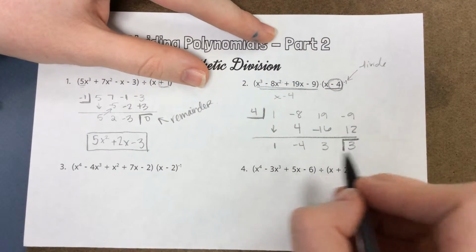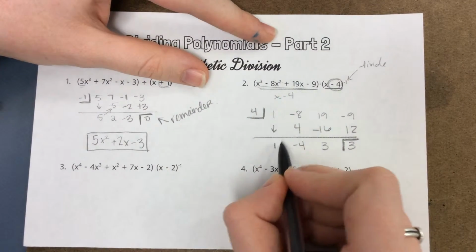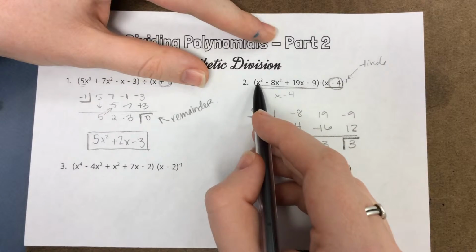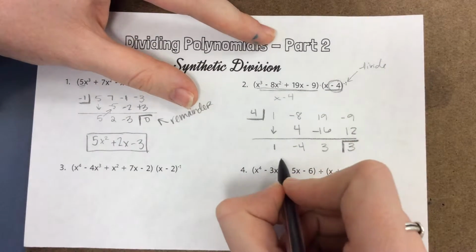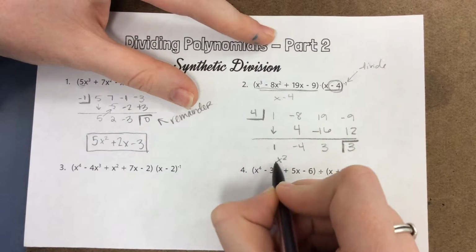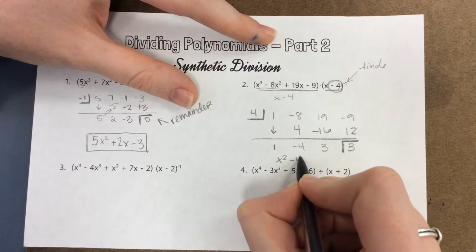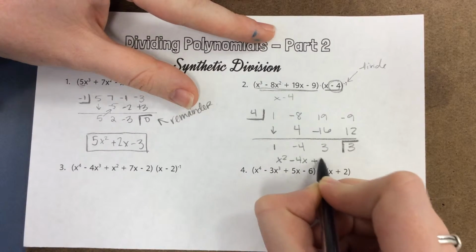Okay, the next thing you need to do is, what is your first term going to be? Since this is an x cubed, you do 1 degree less. So our first term is going to be x squared. So we have 1x squared, and we're going to have -4x. Then we're going to have plus 3.